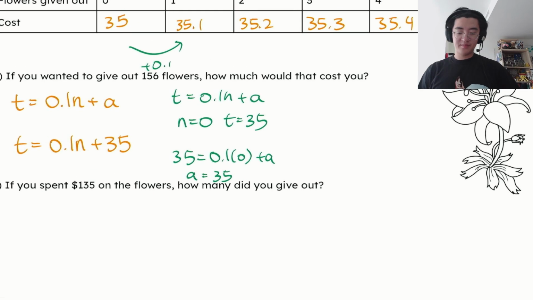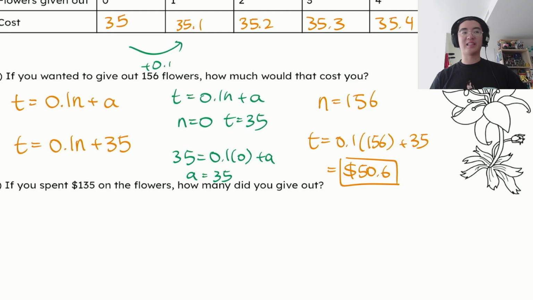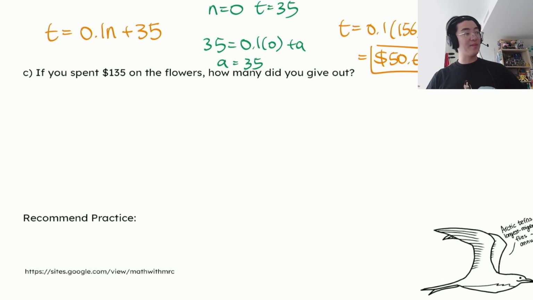Okay, from here, if we want to give out 156 flowers, then n is 156, so we just plug it in. T equals 0.1 times 156 plus 35, which is $50.60. Just like that. And as we have done from the last few units about solving for x with polynomials, we can go backwards too.